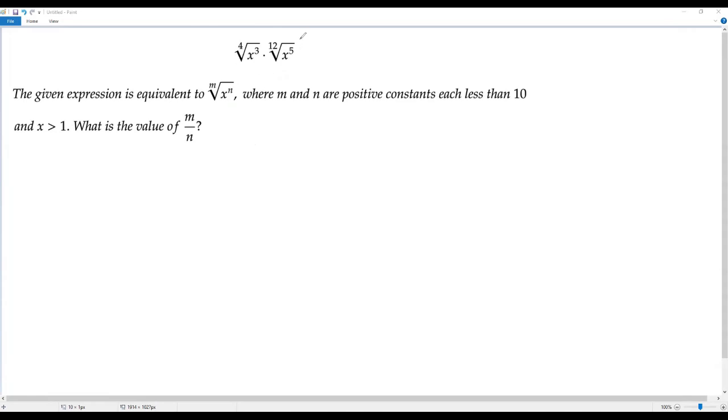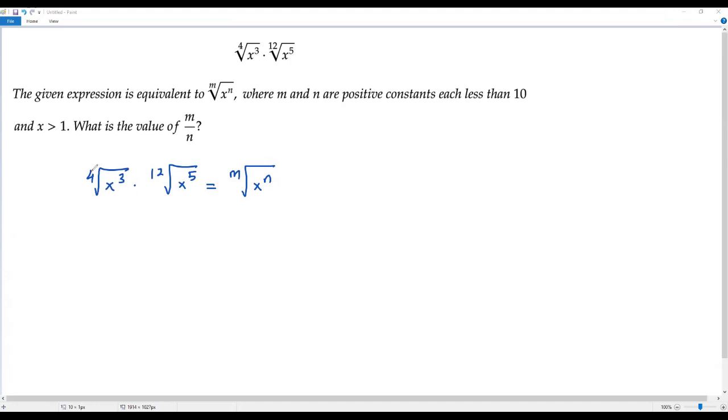Okay, the question says that this expression is equivalent to mth root of x to the power of n. So now we can write the equation from this information, that is 4th root of x to the power of 3 times 12th root of x to the power of 5 is equal to this stuff, that is mth root of x to the power of n.